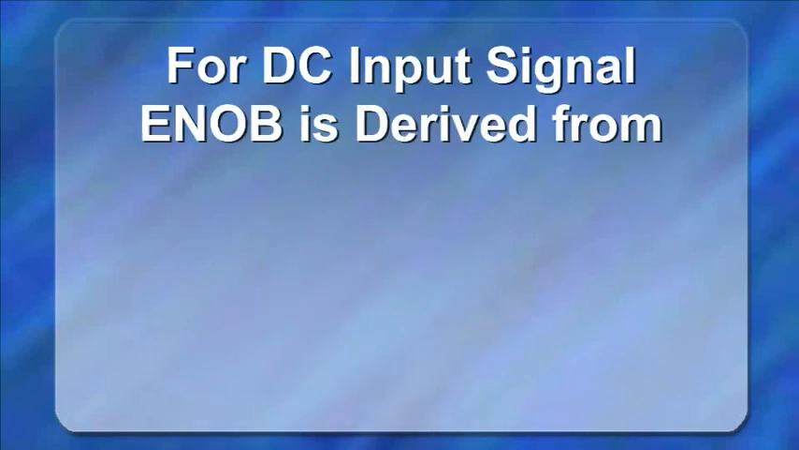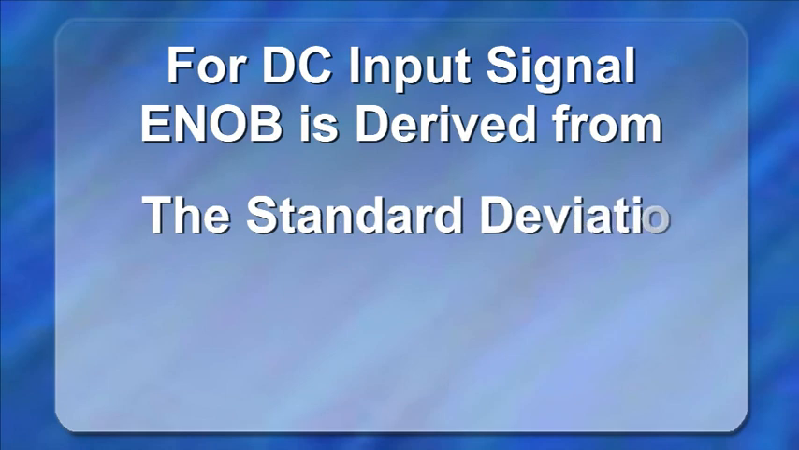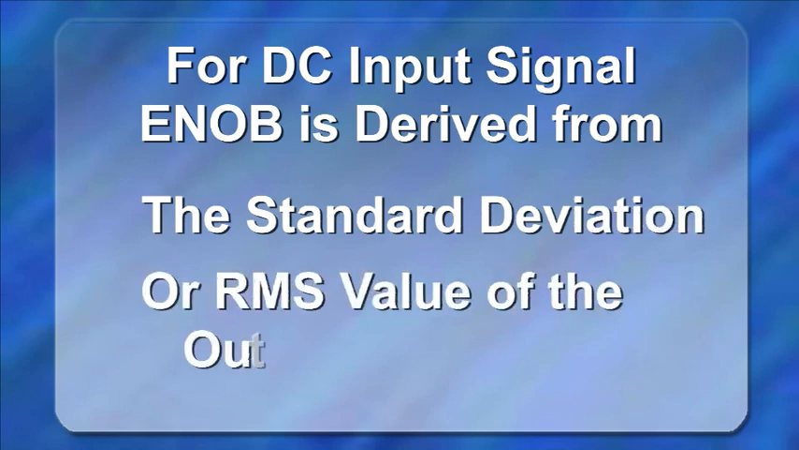When you have a DC input signal, a histogram of the data shows the average DC value of the input signal and the noise of the conversion. In this case, you derive ENOB measurements from the standard deviation or RMS value of the output data.